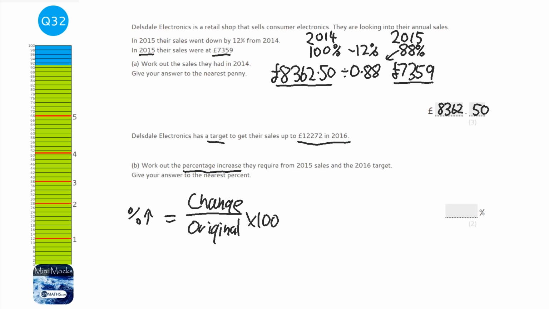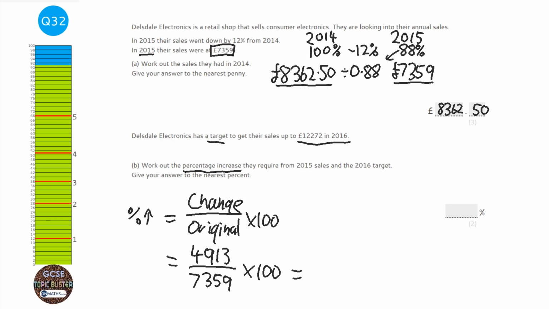times 100. So the change, well, that's going to be 12,272, take away the 2015 sales, so that's that one there, 7,359. So they're looking for it to change by 4,913. The original was at 7,359, and we need to times by 100. So I'm going to divide that by 7,359, times it by 100. And that gives me 66.7617, blah, blah, blah. So that's to the nearest percent, so that's going to be 67%.